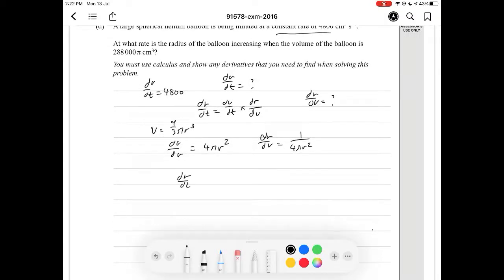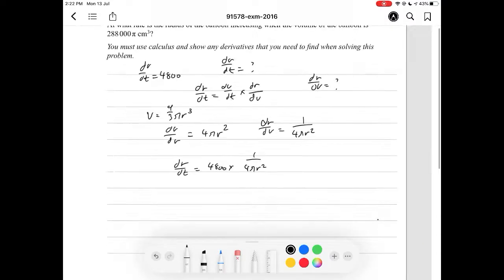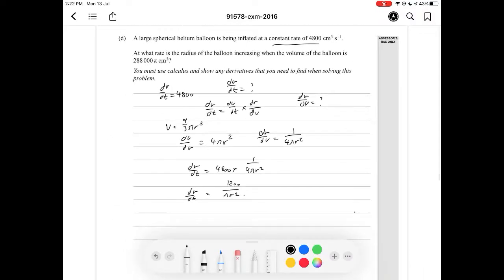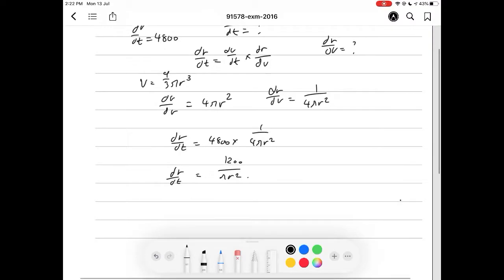Therefore, we have our dr over dt equals 4,800 multiplied by 1 over 4 pi r squared. So dr over dt equals 4,800 divided by 4, that's 1,200 over pi r squared. Alright, so what is the rate of the radius of the balloon increasing when the volume of the balloon is 288,000 pi centimeters cubed? So we'll substitute the volume 288,000 pi to find the radius at that point.